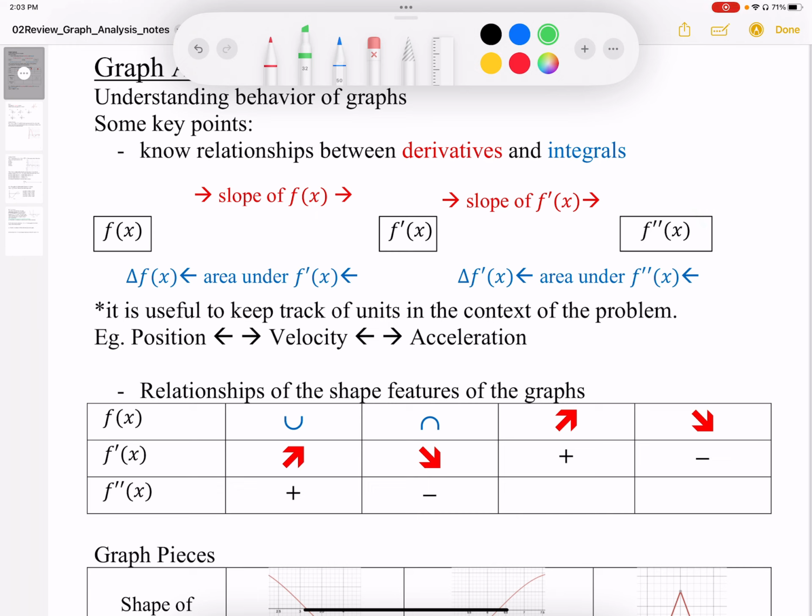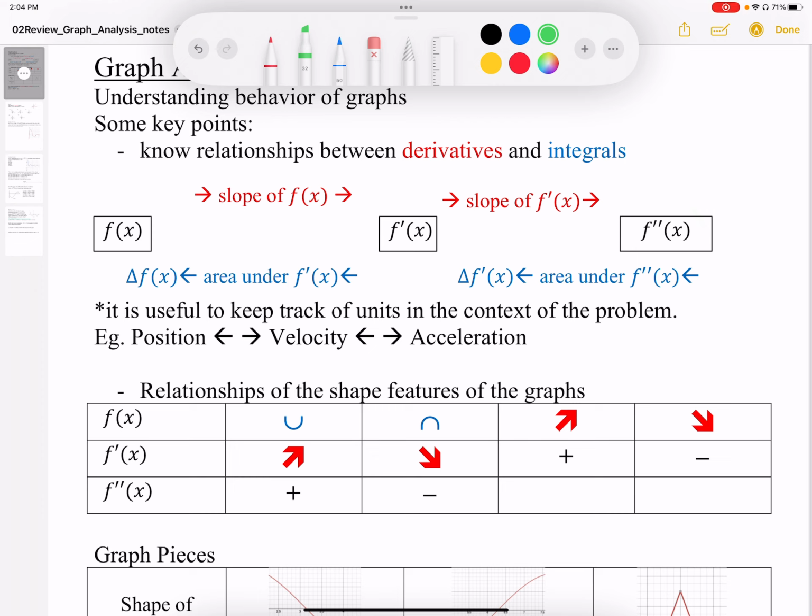If we start with the f double prime graph, the area under the f double prime graph represents the displacement on the f prime, and the area under the f prime represents displacement on the original f function. So it's important to keep track of the units and the context of the problems.